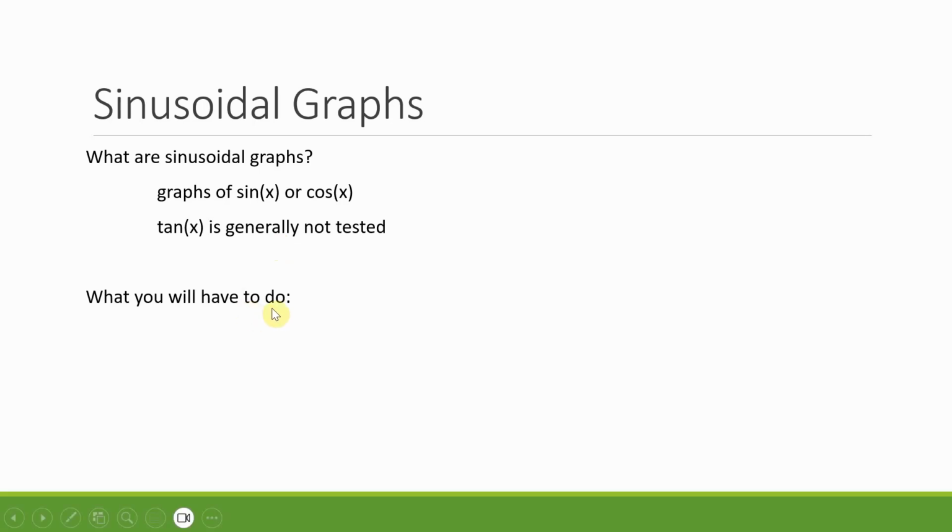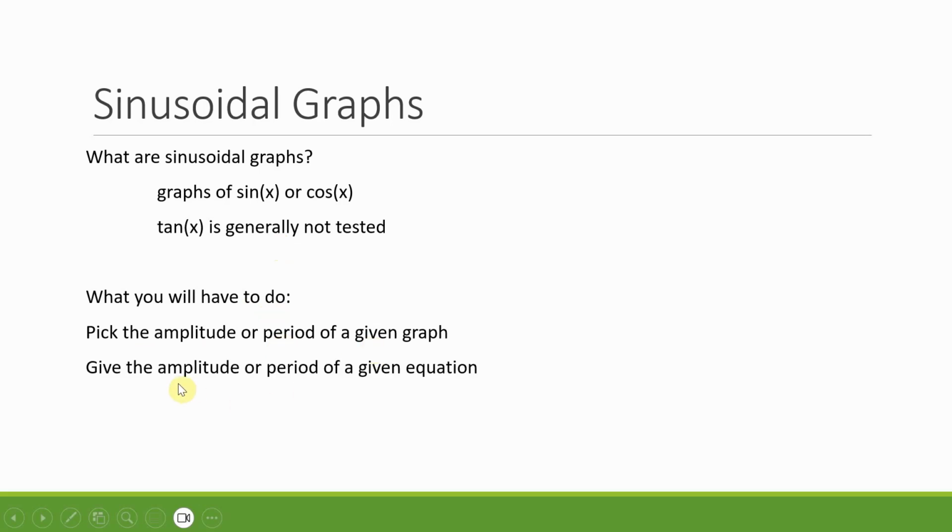What are you going to have to do with these? You're going to need to pick the amplitude or the period of a given graph, or you might have to give the amplitude or period from a given graph, or you're going to match a graph and equation. Oh, and sorry, I misspoke earlier. I said given graph both times, so these would have been the same thing. This is giving the amplitude or period from the graph. The second time I meant to say give the amplitude or period from the equation. That way they're actually two different things.